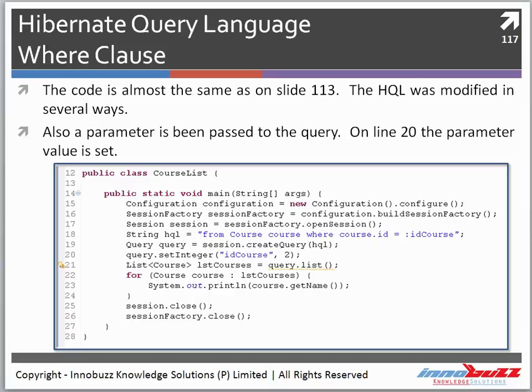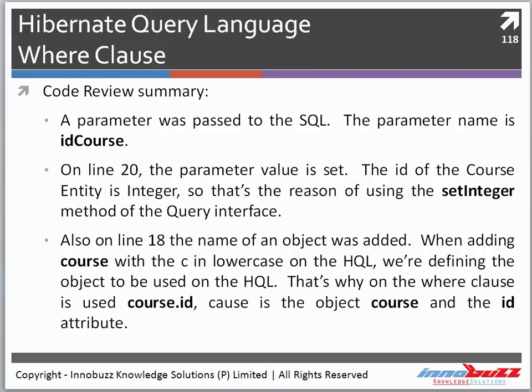Although you could use the where condition as in SQL, the one proposed here is the best way to do it. After the query is created, the parameter value is set. Notice that the setInteger method is being used because the id attribute of the class is an integer, so the comparison should be made with an integer. Review the summary of the previous code.